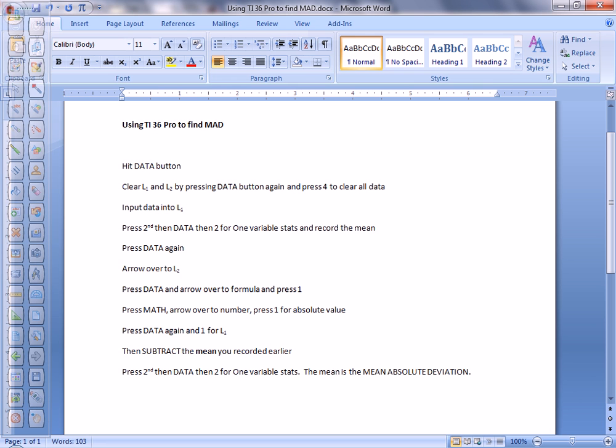Okay, now what I want you to do is input the data into L1. So press data again and input your data into L1. Just the data for Seattle. No, the white.